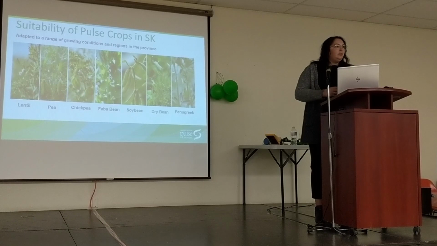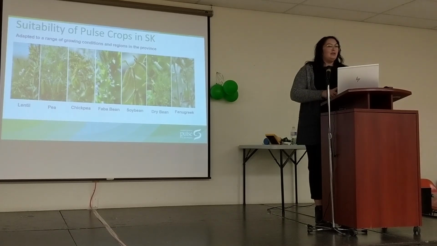Myself and Michael split these crops as we split geographies as well. Michael's area covers off lentil, chickpea, and dry bean, and I cover off pea, faba bean, and soybean. We overlap a little bit on dry bean, and then he, lucky guy, also gets a little bit of the fenugreek because it's grown in the south as well.